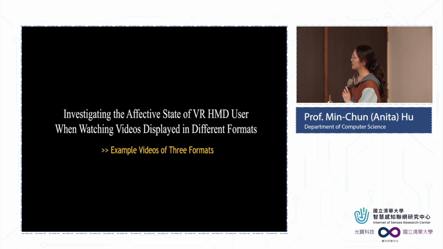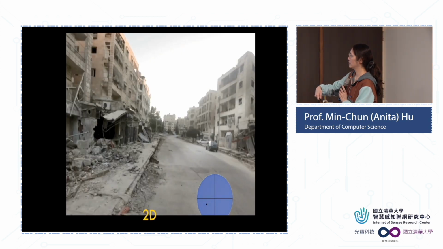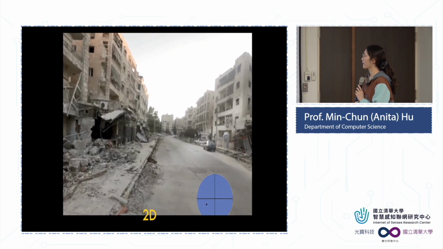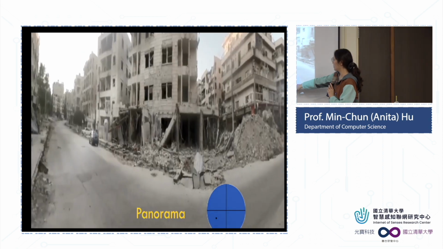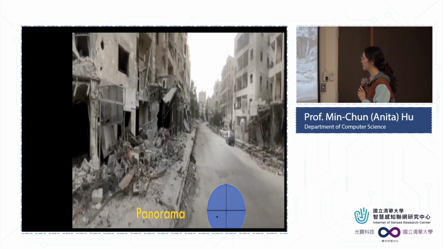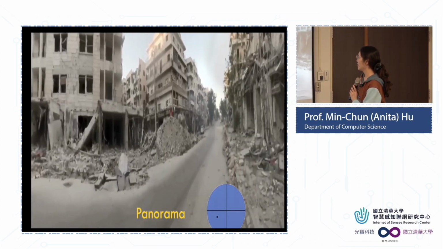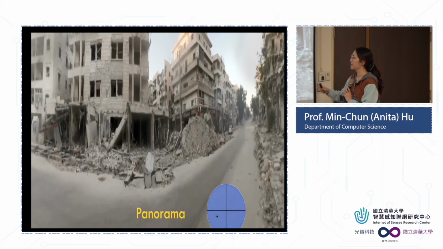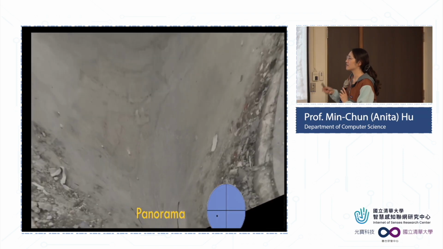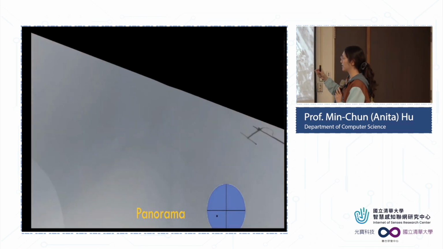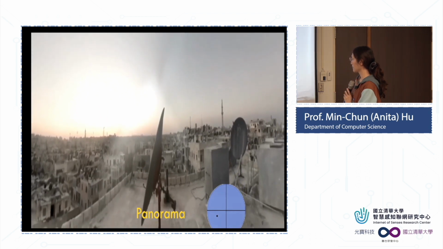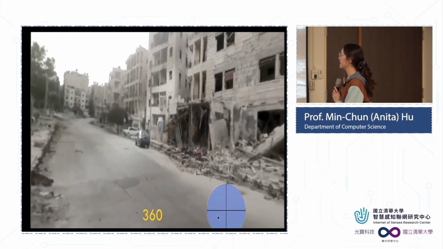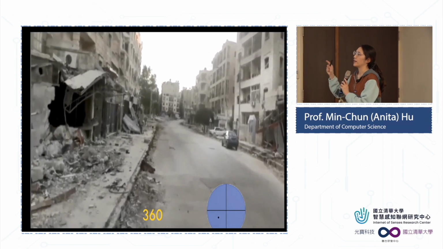So this video shows the 2D version, 2D format when the user sees it in the VR head-mounted display. And at the same time, they will label the corresponding affective state. Okay, so when they are watching the video, they can actually continuously label their affective states, even though they are watching the same content. Okay, because the video may contain different emotion along the time. Okay. And this is the panorama format and also the 360 format. So you can observe the difference between different formats.